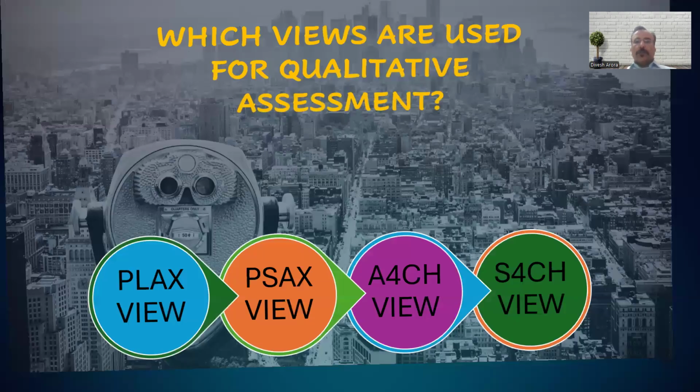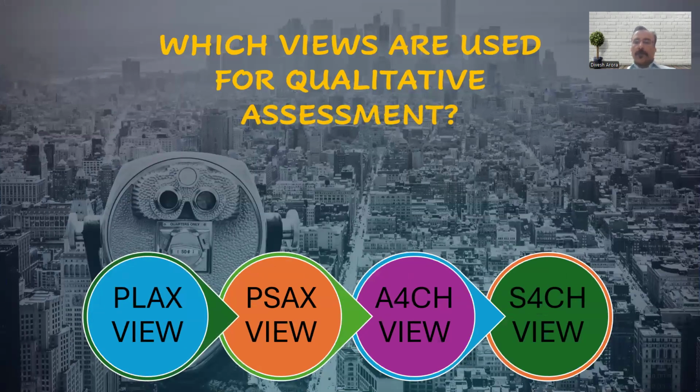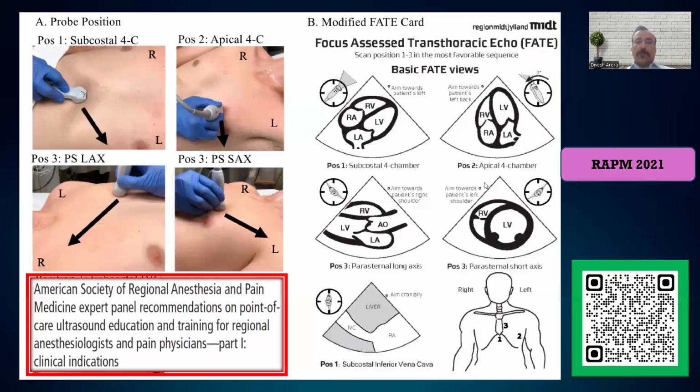So, which views should be used for qualitative assessment? As per FATE, focus assessed transthoracic echocardiography, all the four important views, particularly the parasternal long axis, parasternal short axis, apical four chamber, and subcostal four chamber views are used for qualitative assessment. But if you ask me, out of these four, which are the two most important for qualitative assessment, then the answer would be parasternal long axis and short axis.